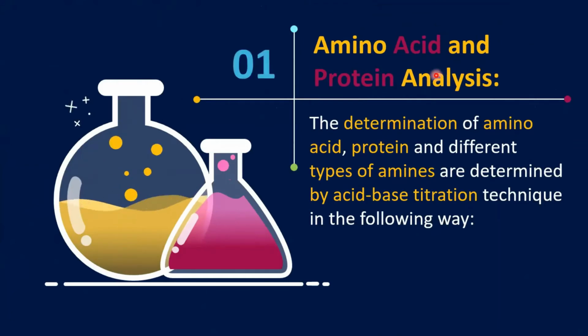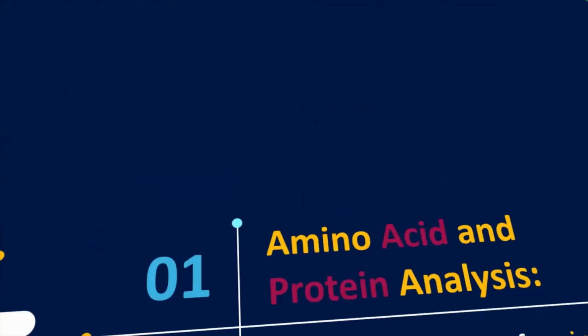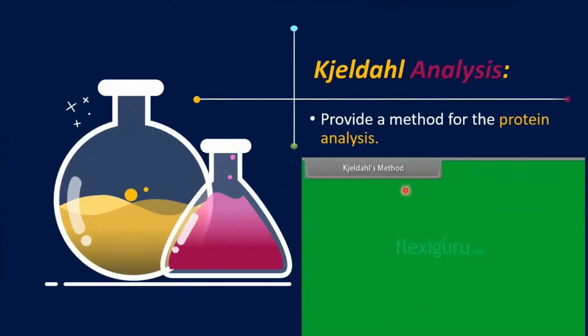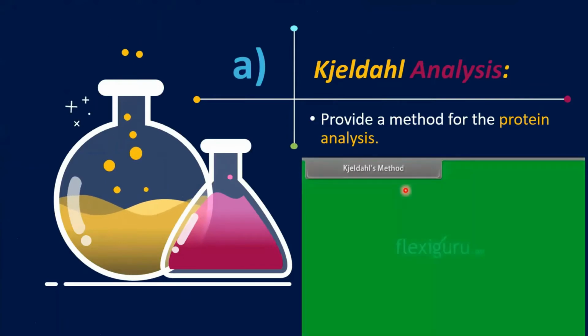Now, how can we determine amino acids and proteins in an organic compound? For this, I am going to discuss two methods for the determination of amino acids and proteins. The first one is the Kjeldahl analysis. It provides a method for protein analysis.